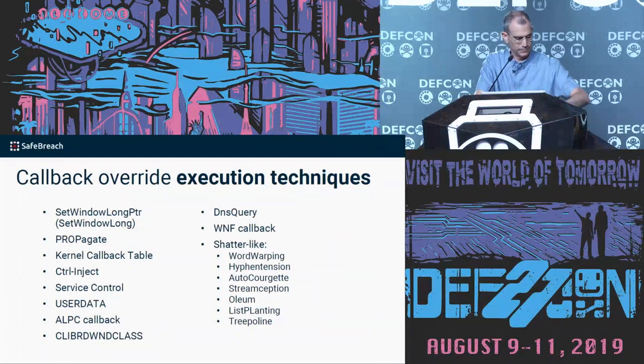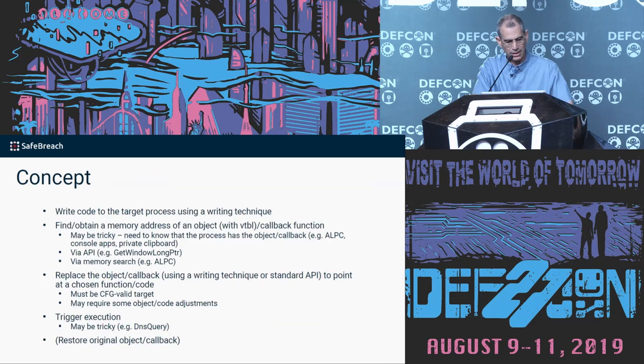There's a bunch of callback override execution techniques that operate under the same concept. We have things from SetWindowLongPtr, to Shutter-like techniques through ALPC, control injects, etc. The idea is that we write some code into the target process using any writing technique, then find or obtain a memory object with a virtual table or a callback table. This may be tricky because not all processes have all objects like ALPC, and sometimes objects only exist in console applications.